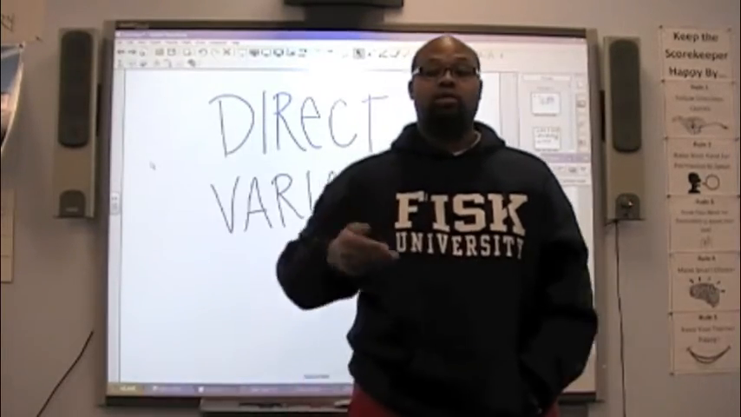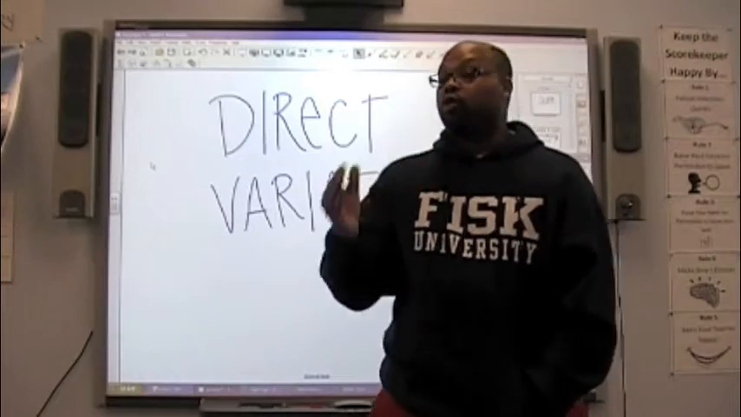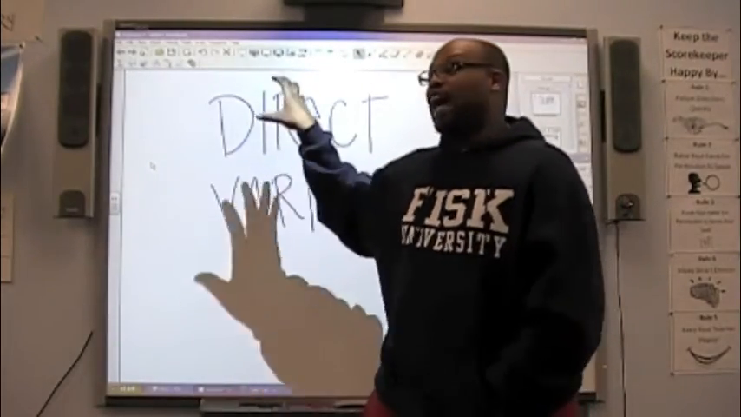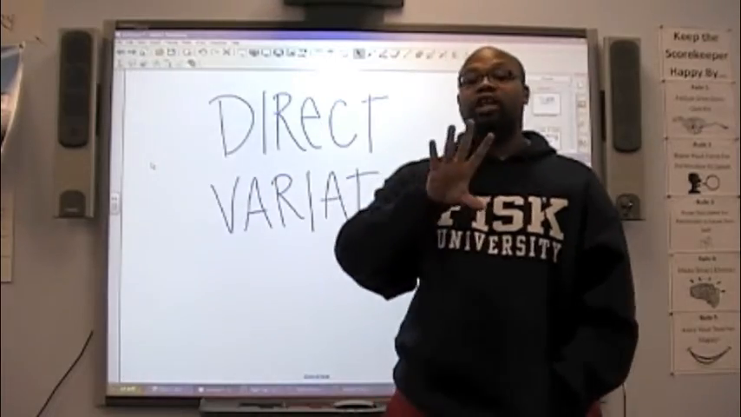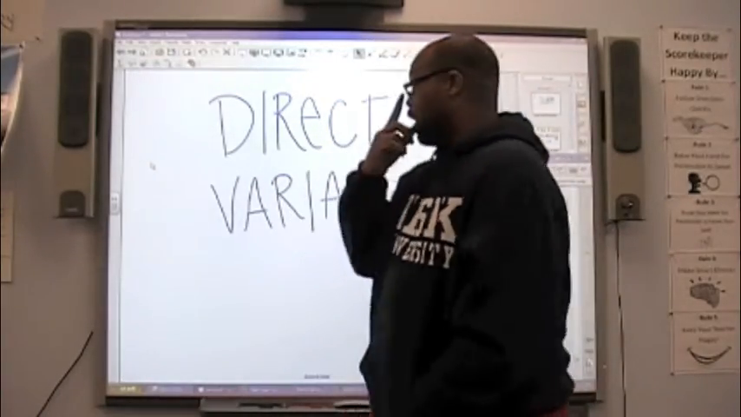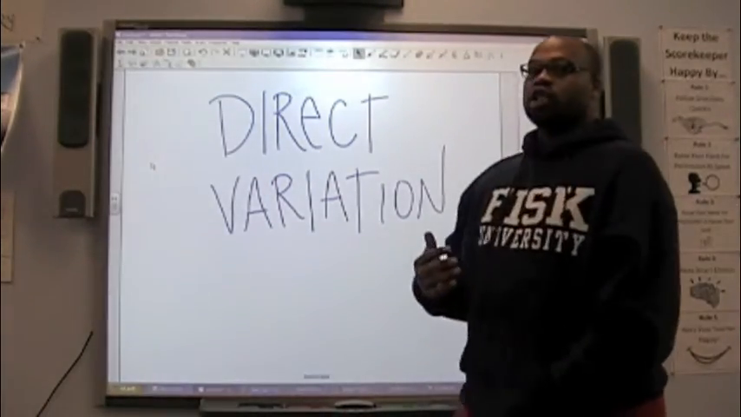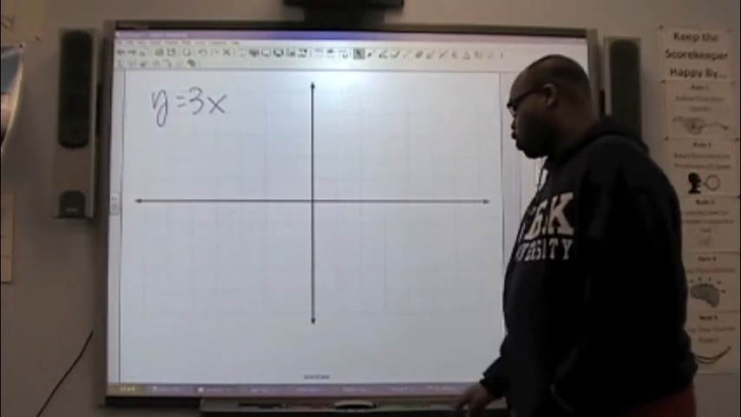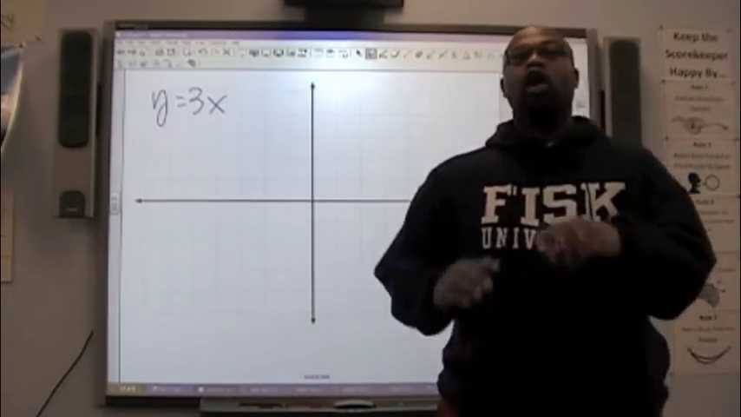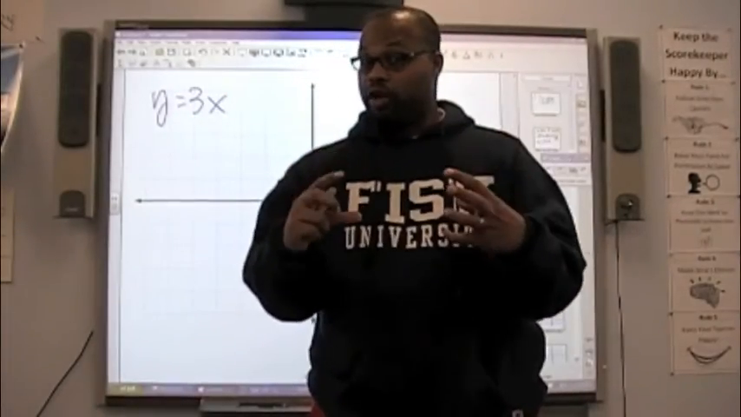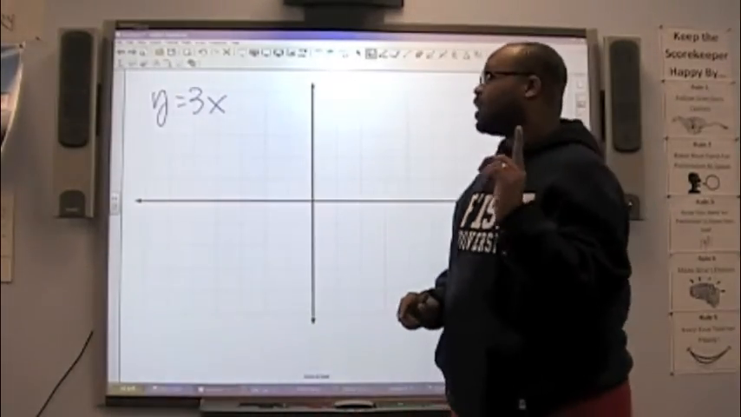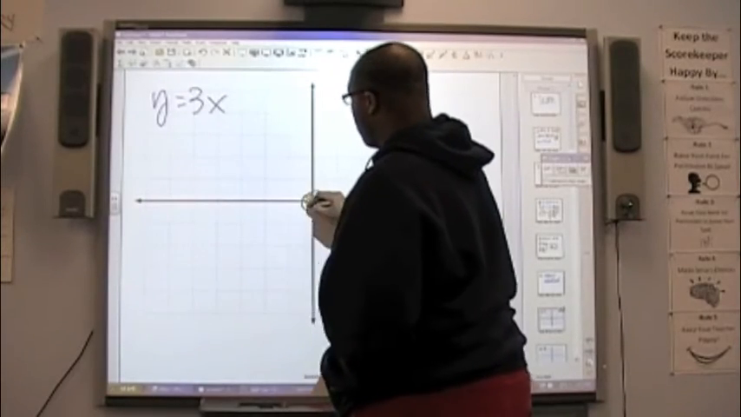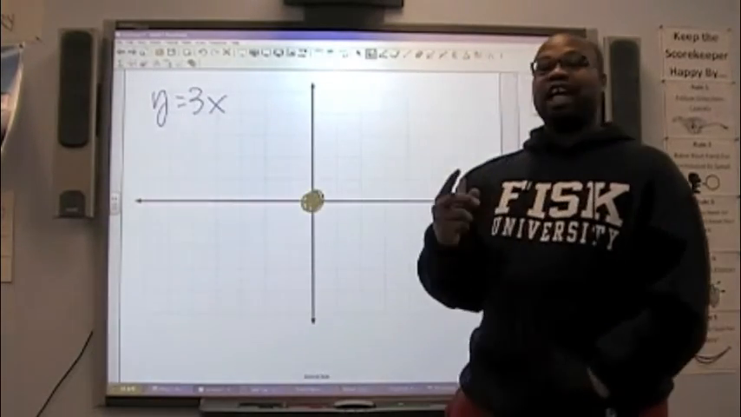The slope is the rate, right? But if you vary directly, you vary directly from a point. In mathematics, when they talk about direct variation, that direct means you're varying directly from the origin. So if we were to graph something like that, we always start at the origin. And so I'm going to plot a point right there at the origin because that's where I'm going to start.